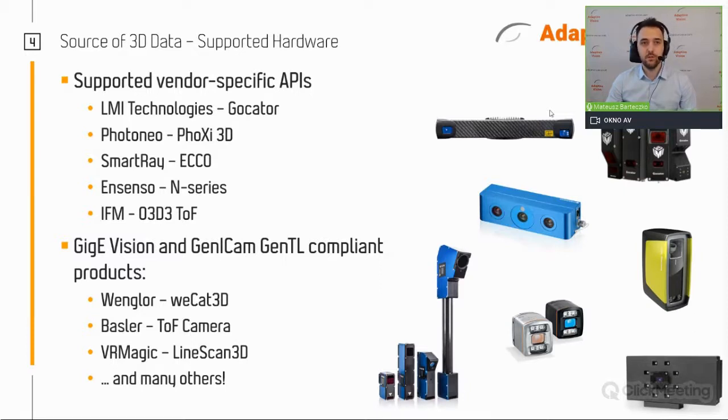Adaptive Vision Studio supports some vendor-specific APIs like Gocator, Foxy 3D from Photoneo, Echo Series from SmartRay, and sensor scanners, IFM time of flight sensors, as well as many sensors that are GigaVision and GenICam compliant, because Adaptive Vision Studio is GigaVision and GenICam GenTL compliant.